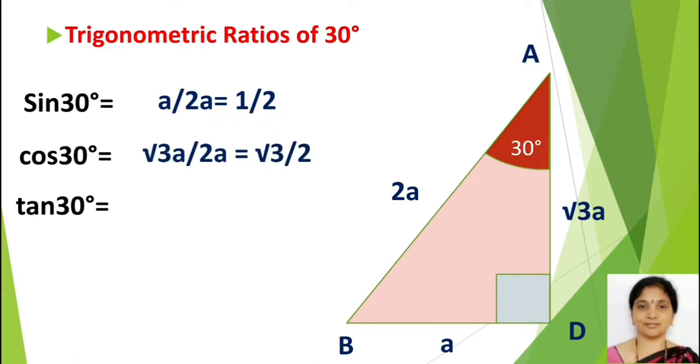Similarly, cos 30 degrees is adjacent by hypotenuse. Here the adjacent value is root 3A. So root 3A by 2A. Here also A and A will get cancelled. We get root 3 in the numerator, 2 in the denominator, that is root 3 by 2.